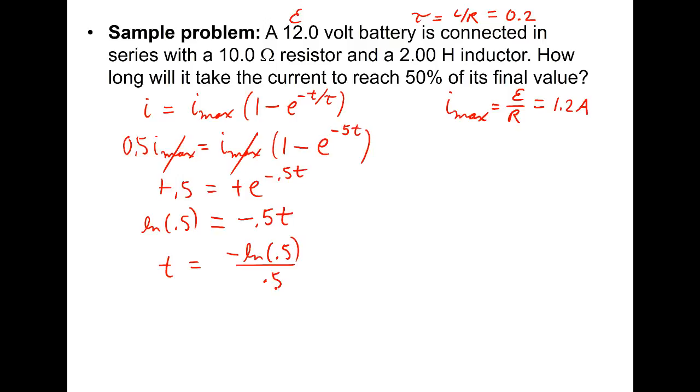There's other ways that you can write this. You can get rid of that negative sign by just writing natural log of 2 over 0.5. But either way, that's going to be about 0.139 seconds.